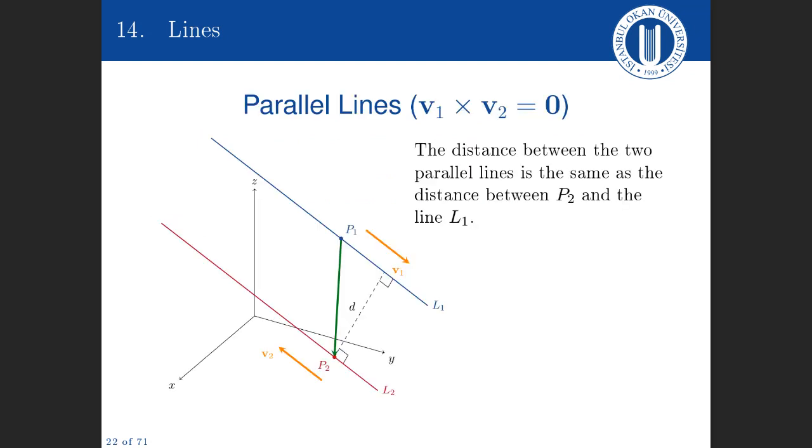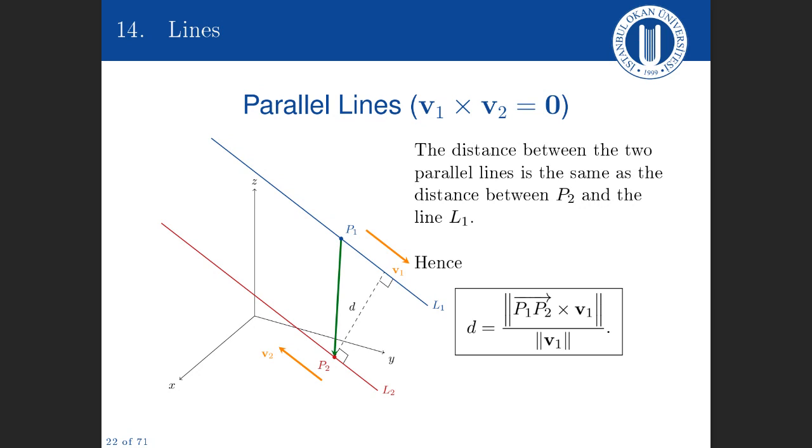What about parallel lines? Well, the distance between two parallel lines must be the same as the distance from some point P2 on line 2 to line 1. And we know how to do that. We know how to do the distance from a point to a line. We'll just adapt our previous formula. The distance between parallel lines must be the norm of P1P2 cross V1 divided by the norm of V1. Or if you want to, you could replace the vector V1 by V2 in this equation, and it will still be true.